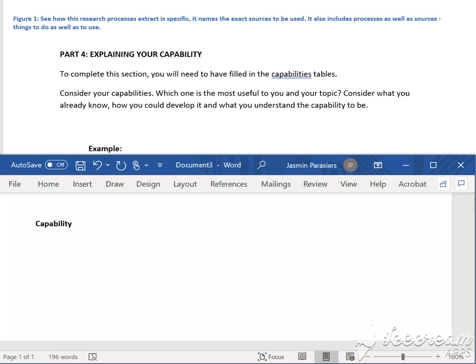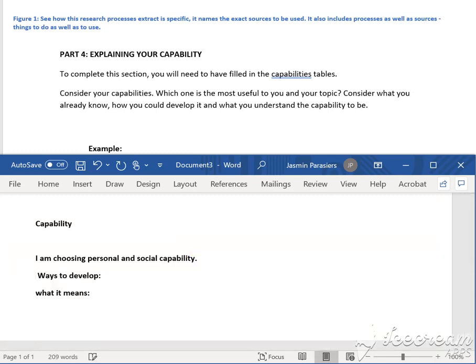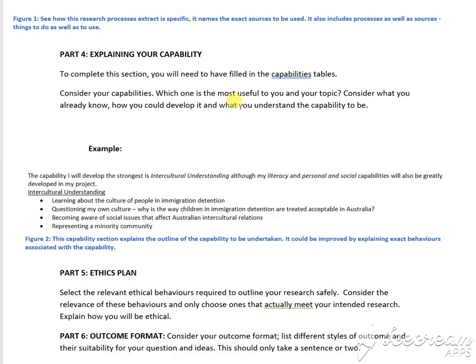So in the capability, we need to know what one we're choosing. I'm going to choose personal and social because I just think this is such a personally relevant and socially appropriate topic. Then we're going to talk about the ways to develop and what it means. Those are the 2 sections that we're talking about here. What does this capability actually mean, and how am I actually going to develop it? So if we look at our example, the capability of the strongest is intercultural, and this person has told us because they're going to be learning about these things. This one's very short, sharp, and shiny.